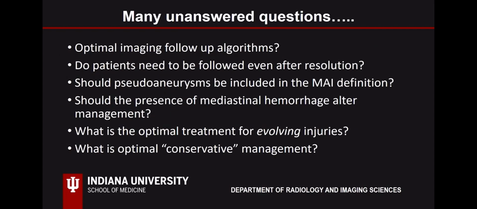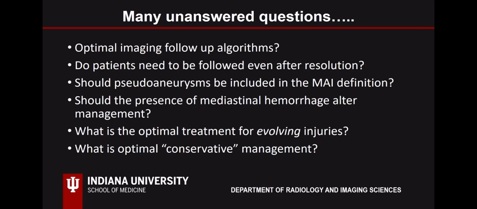So there are many unanswered questions regarding minimal aortic injuries. For example, what's the optimal imaging follow-up algorithm? We don't really know. Should patients be followed even after injury resolution? It's rare for them to progress to more significant injuries, but we don't know how common that is. Should pseudoaneurysms be included in the definition of a minimal aortic injury? One could argue that pseudoaneurysms from a histopathological standpoint are different from intimal injuries.